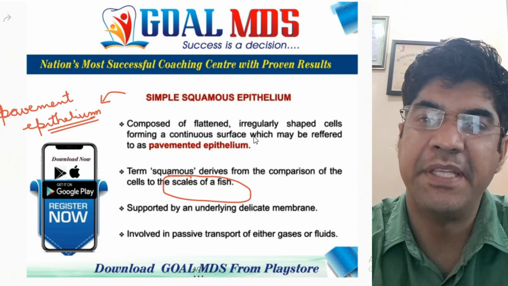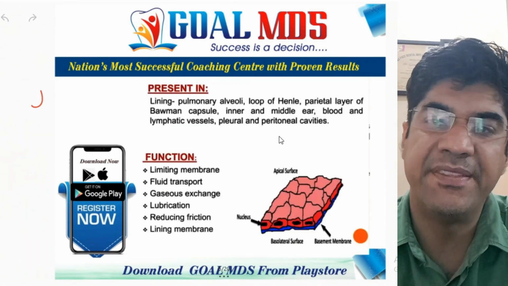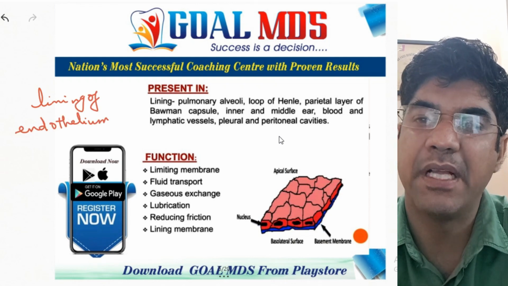Now, where is the simple squamous epithelium found? It is found in the lining of blood vessels, the lining of lungs, and the lining of body cavities.